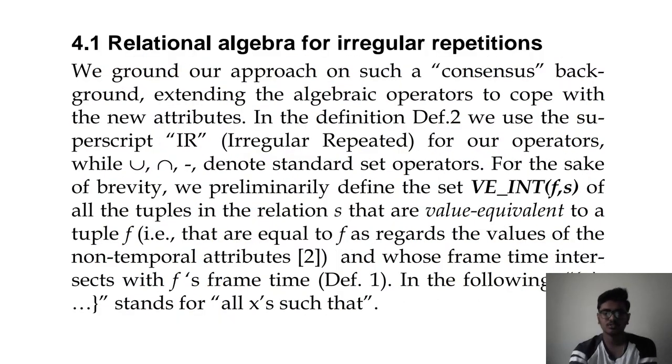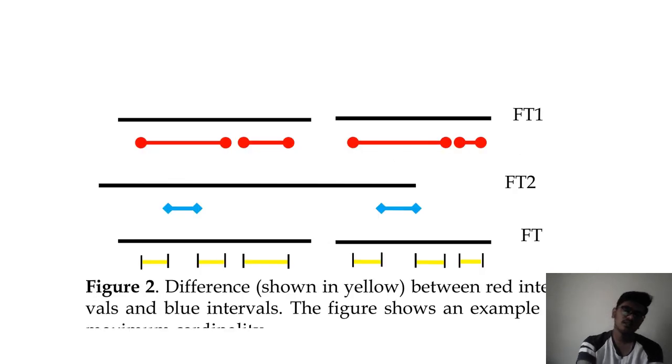Relational algebra for irregular repetitions. We ground our approach on such a consensus background, extending the algebraic operators to cope with the new attributes. In the definitions, we use the superscript IR (irregular repeated) for our operators, while union and intersection denote standard set operators. For the sake of brevity, we permanently define the set VE_int of f, s of all tuples in the relation s that are value equivalent to a tuple f, that is, that are equal to f as regards the value of the non-temporal attributes, and whose frame time intersects with f's frame time. In the following, x stands for all the x such that. Here is another image: the difference between red intervals and blue intervals. The figure shows an example.